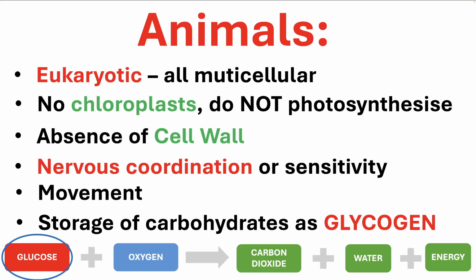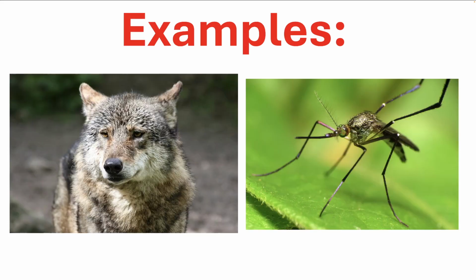If you're confused on what a carbohydrate is, we discuss it in a later video, but think of them as sugars for now, and you need these sugars to release that energy your body needs. Now, as a part of your specification, you'll also be asked to give some examples of animals or organisms in the animal kingdom. This one is quite easy. Things like mammals and insects, any animal would work here.